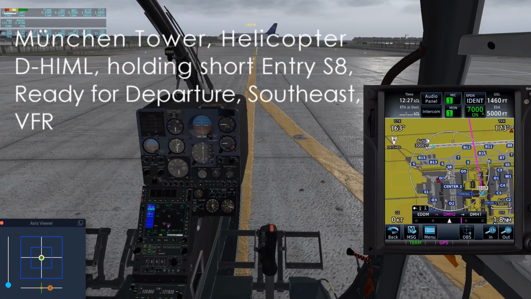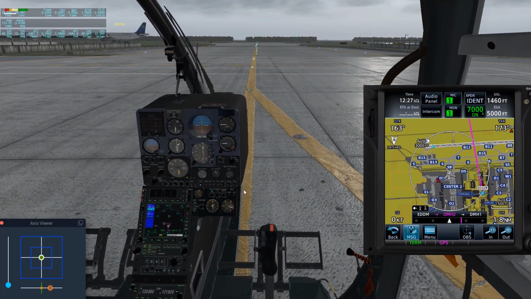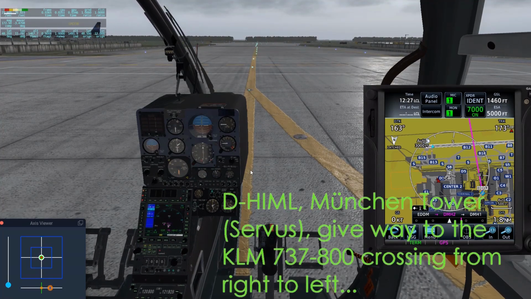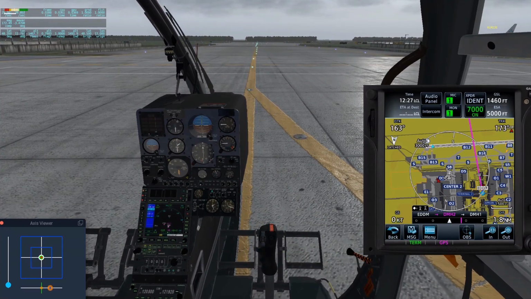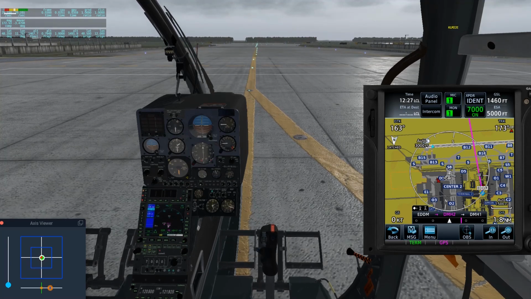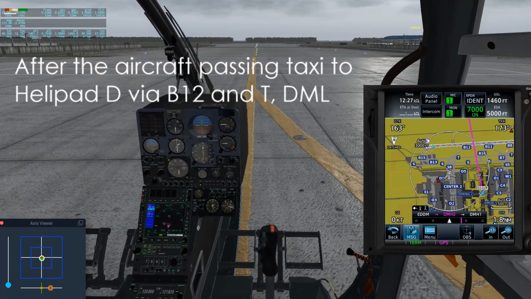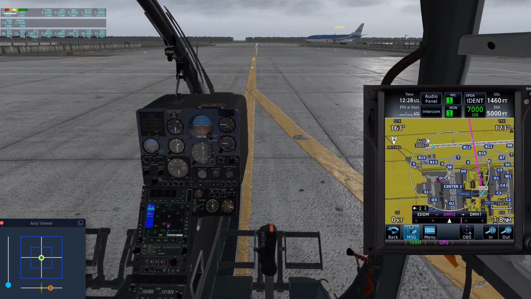München Tower, helicopter Delta Hotel India Mike Lima, holding short, entry Sierra 8, ready for departure, southeast VFR. Delta Hotel India Mike Lima, München Tower, Servus. Give way to the KLM 737-800 crossing from right to left. Thereafter, air taxi to the helipad Delta via Bravo 12 and Tango. After the aircraft passing, taxi to helipad Delta via Bravo 12 and Tango, Delta Mike Lima.